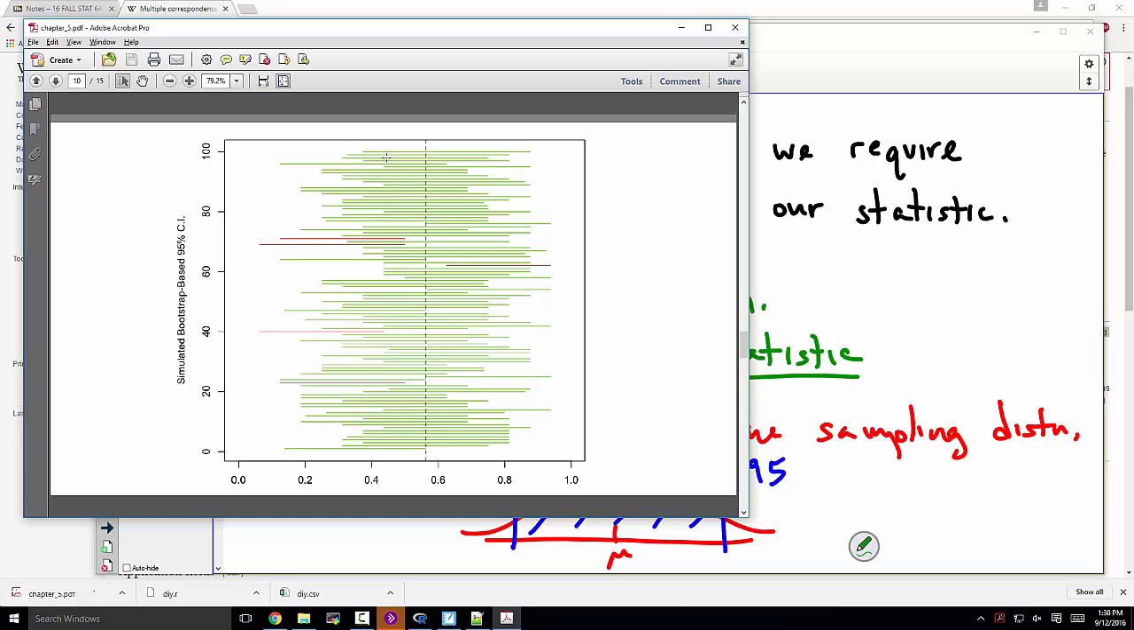That topmost green segment overlaps with the vertical dashed line segments. Those are located at the truth. That's the true parameter value. So the topmost interval contained the truth. That's why it's colored green. All those intervals that are colored green were, quote, correct, or they captured the truth. But notice that there are red ones too.